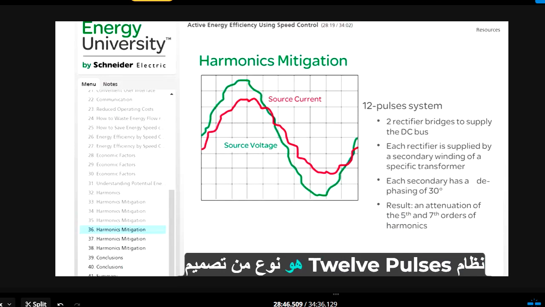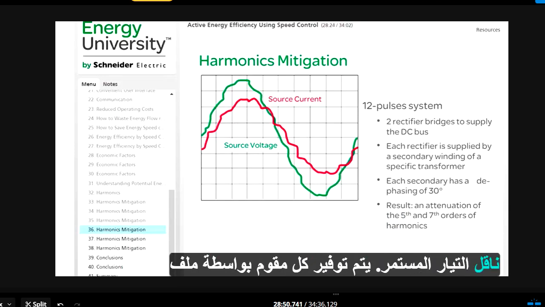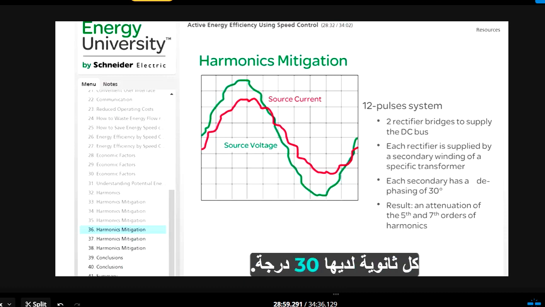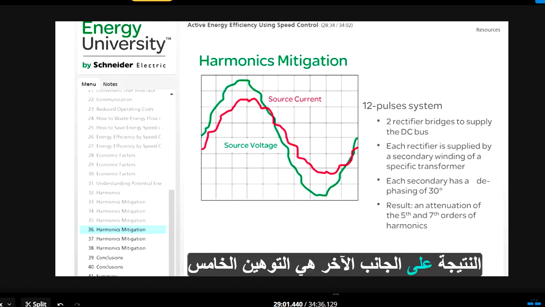A 12 pulses system is a type of drive design that uses two rectifier bridges to supply the DC bus. Each rectifier is supplied by a secondary winding of a specific transformer. Each secondary has a dephasing of 30 degrees. The result on the other side is an attenuation of the 5th and 7th orders of harmonics.